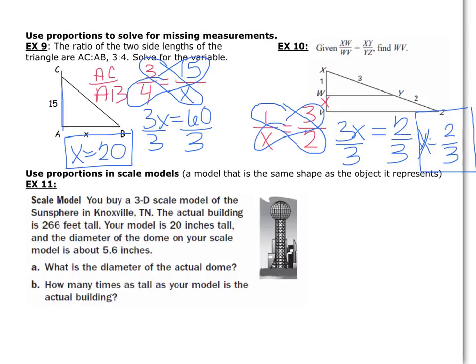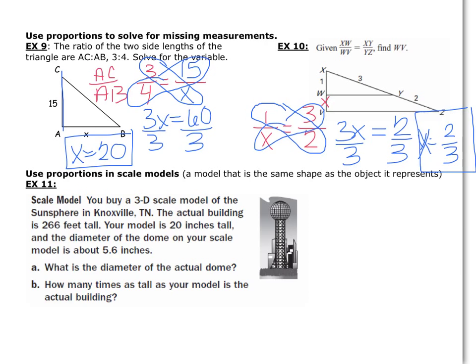You buy a 3D scale model of the Sun Sphere in Knoxville, Tennessee. This is a building in Knoxville, Tennessee. They call it the Sun Sphere. The actual building is 266 feet tall, but your model is only 20 inches tall. And the diameter of the dome of your scale model is 5.6 inches. What is the diameter of the actual dome?